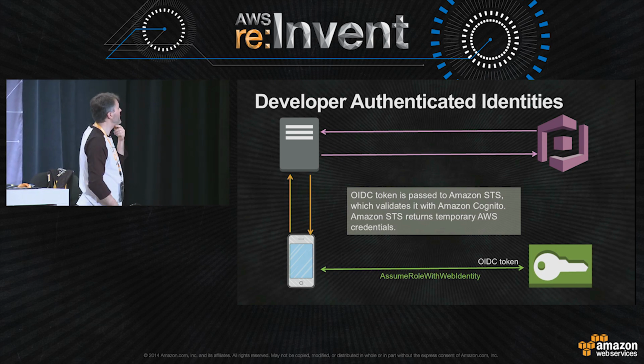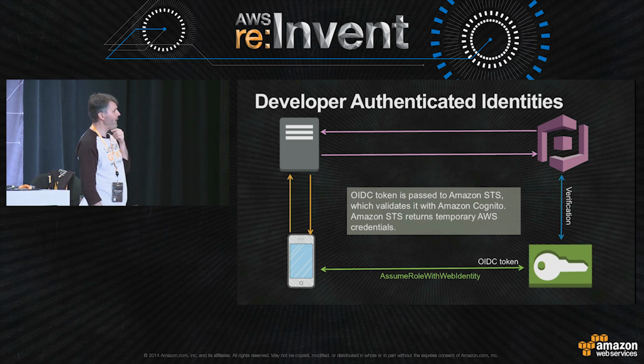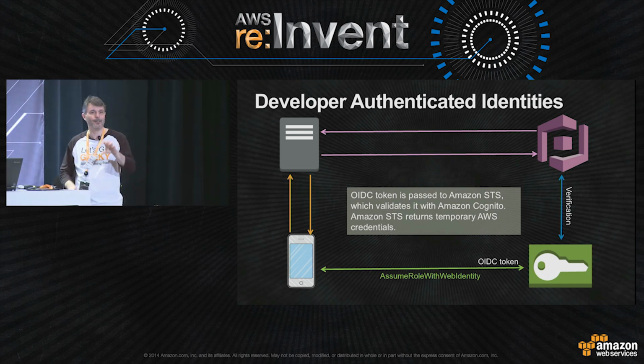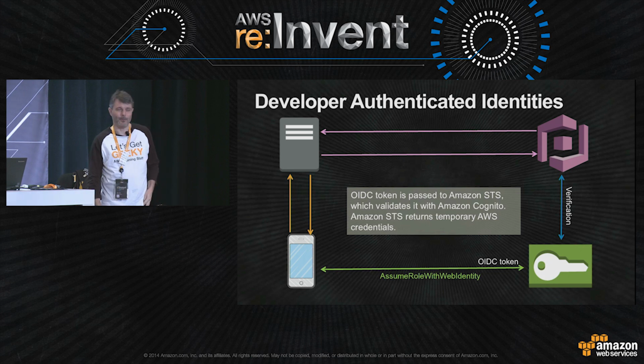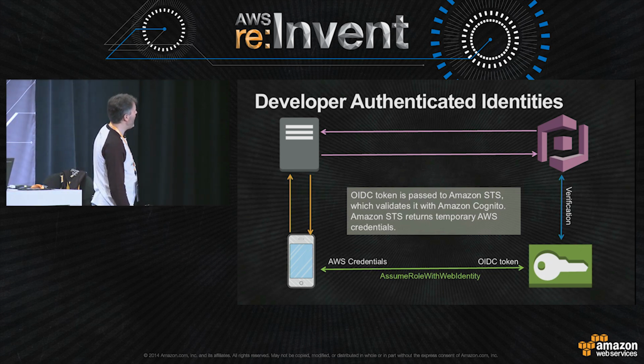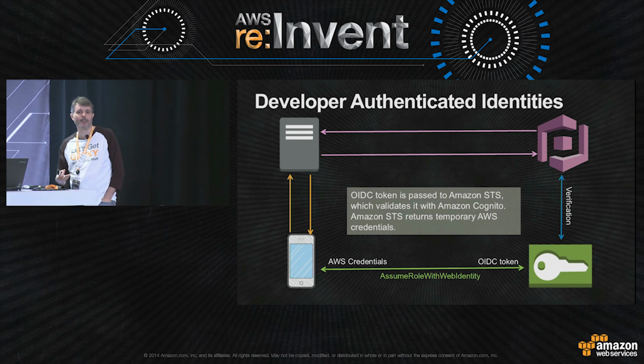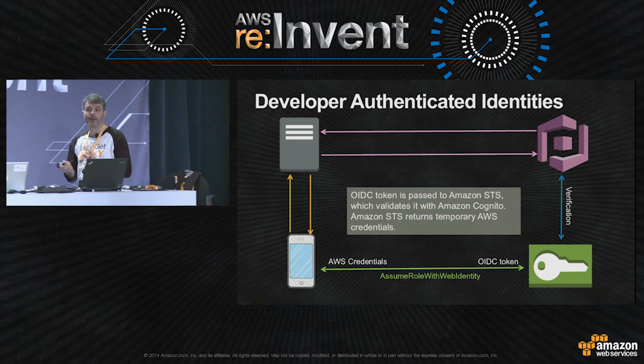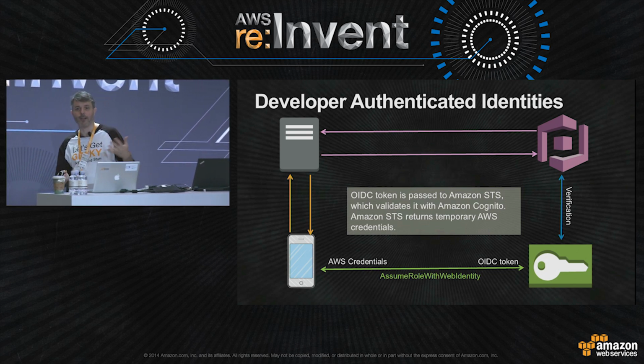So STS will receive and consume the OpenID Connect token, and will verify, of course, that the token is valid, that you didn't try to do something nasty on that token. And if everything is okay, it will get you back an AWS access key and secret key. And once again, that access key and secret key is encapsulated in the credential provider object provided by the SDK.